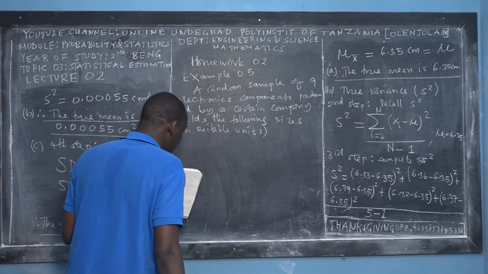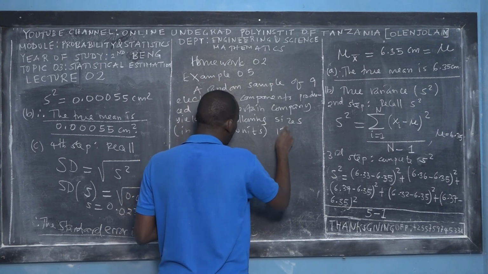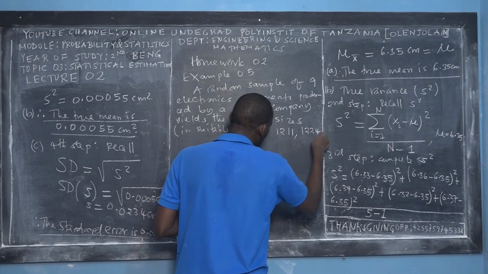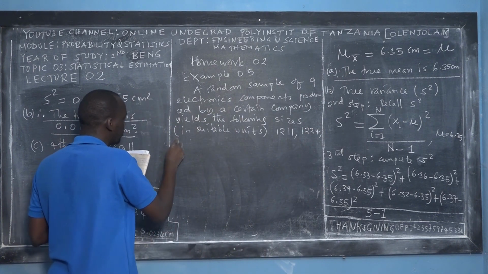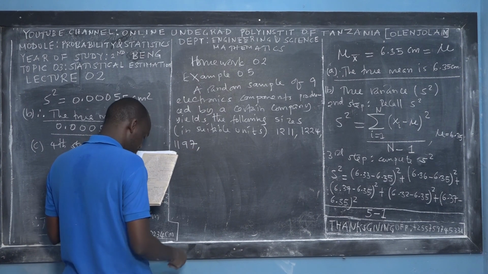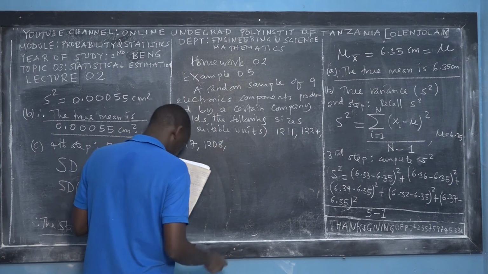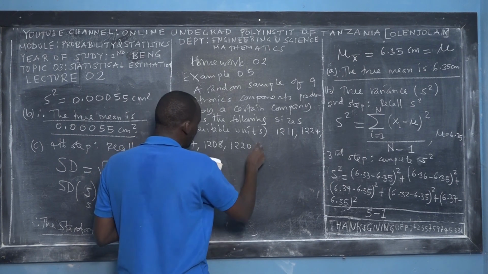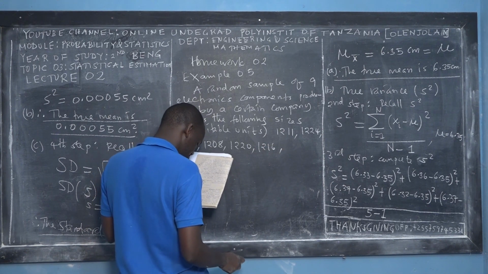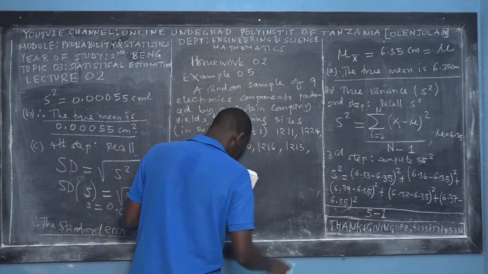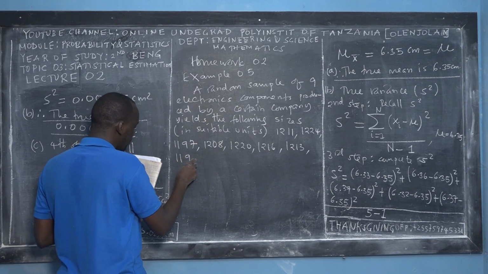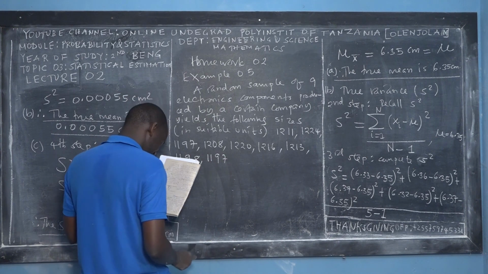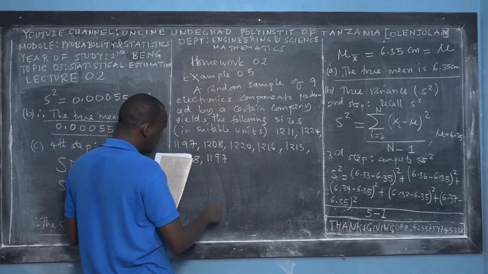We have 1,211, 1,204, 1,187, 1,208, 1,220, 1,216, 1,213, 1,198, and 1,197. What are the estimates of the population standard deviation and the population variance?